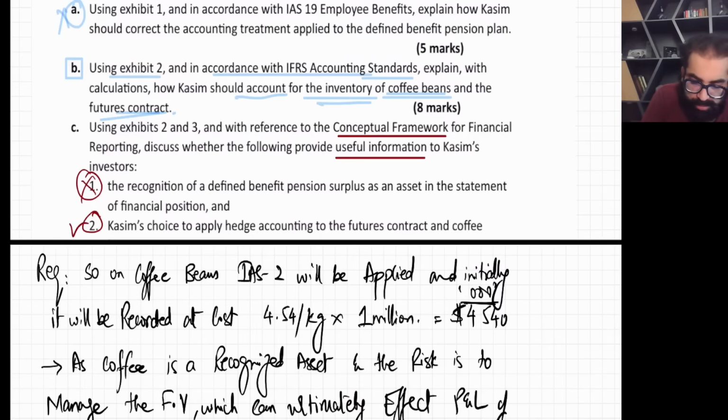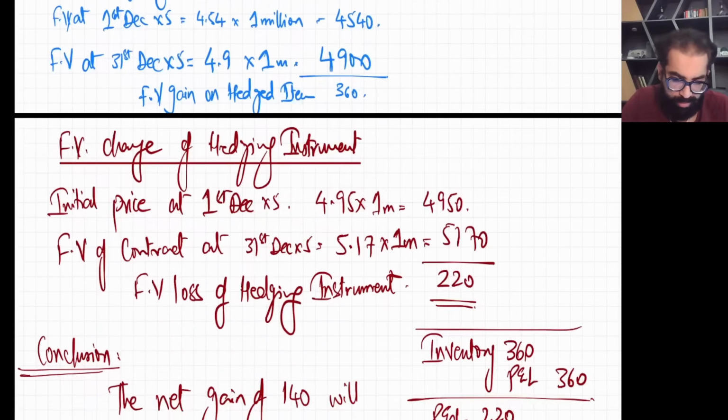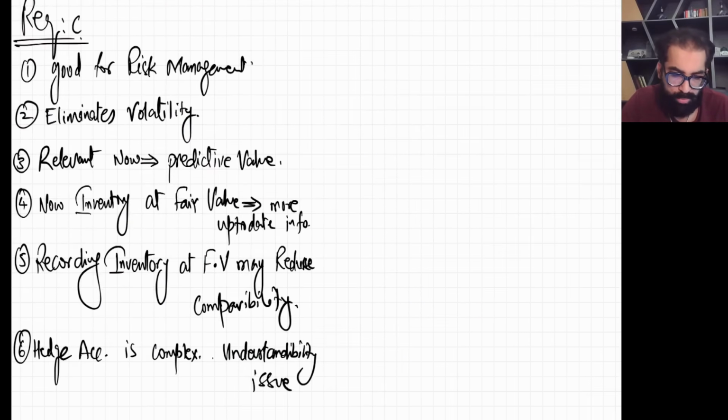So Qasim's choice to apply hedge accounting to the future contract, right? And coffee. So whatever we did right now, we need to discuss whether this hedge accounting is providing useful information to the investors or not, or whether it is beneficial for investors or not. Okay, so it's very interesting, and if you have an understanding of this topic, you can write. I have written just the pointers, and I will explain them to you.